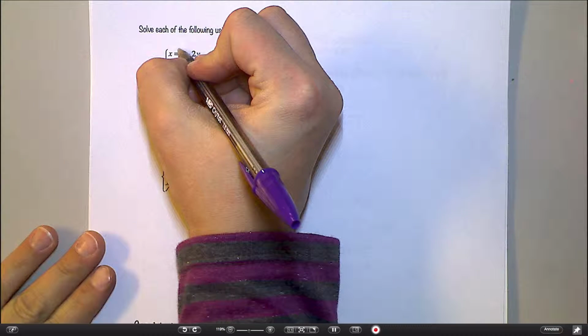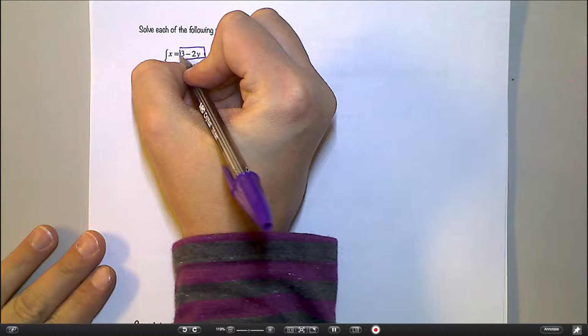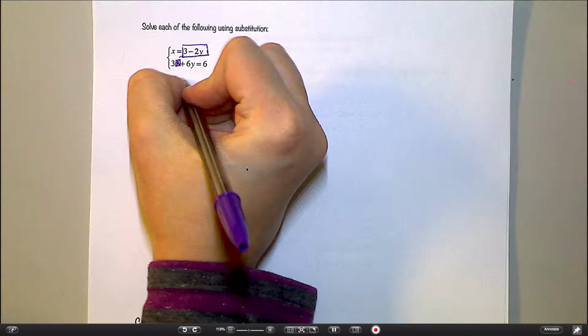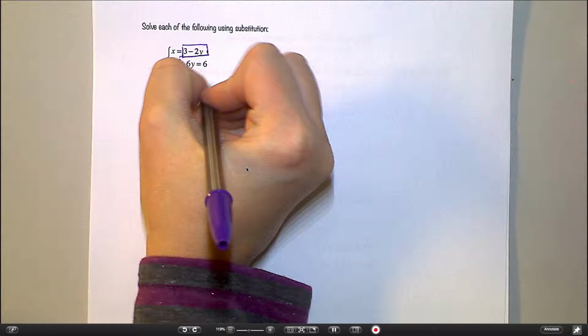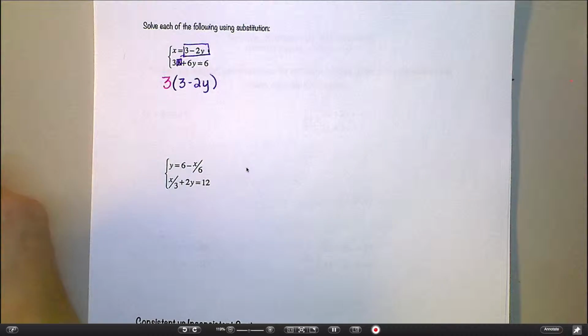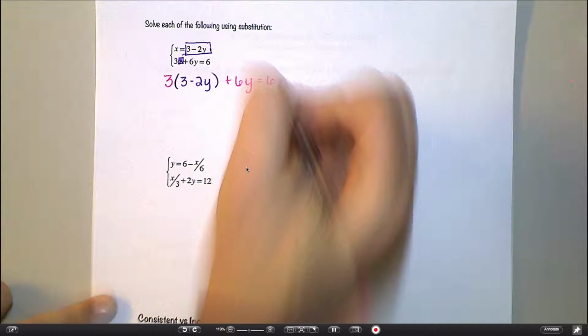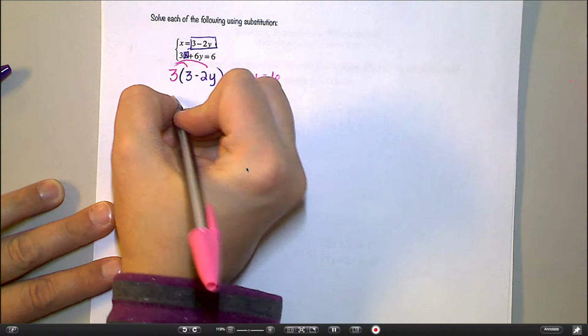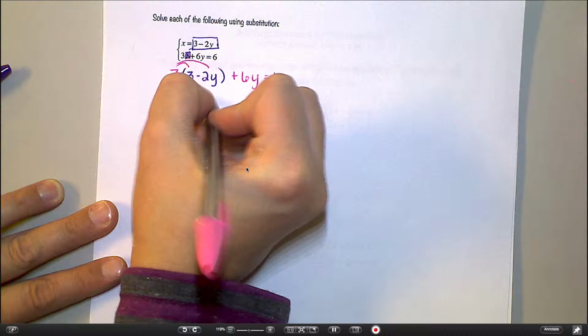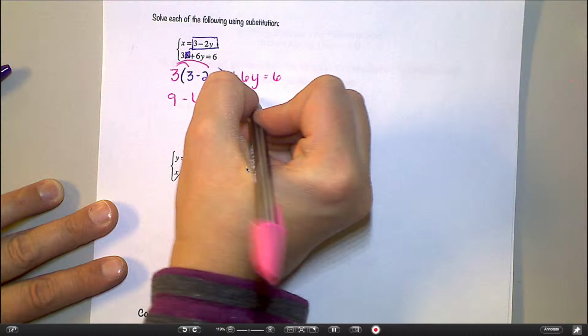Okay, so in this one, if I plug in what x equals down here for x, that bottom equation is going to say 3 times (3 minus 2y) plus 6y equals 6. And then I'm going to distribute. So I get 9 minus 6y plus 6y equals 6.